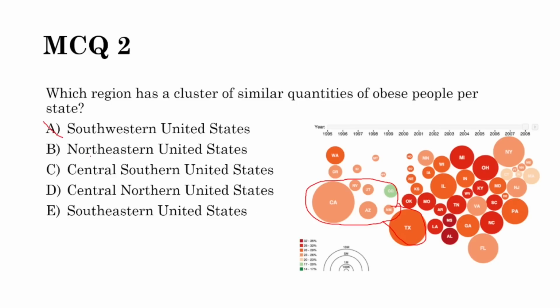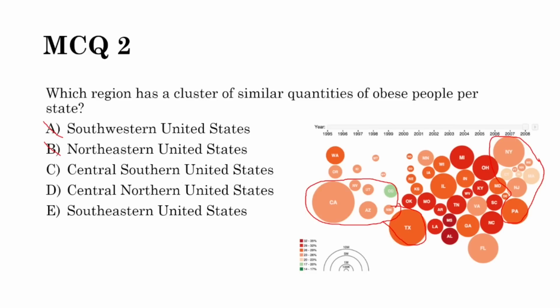Let's go to B, northeastern United States. Let's go here. Pennsylvania is actually in the northeastern. They just had to include it somewhere. And I would say definitely not. This is even a worse answer than southwestern United States. We see a lot more variation in the sizes of the states, so that's going to be incorrect.